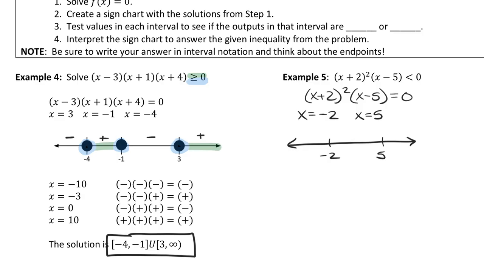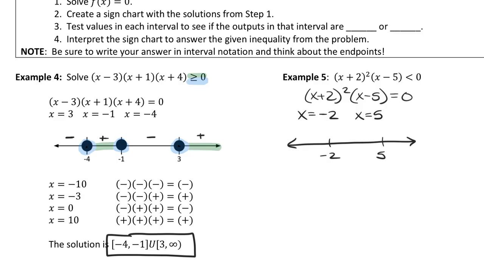Somebody give me a number that's less than -2 that's easy to plug in. Give me an easier number to plug in. Even easier. How about -10? Multiples of 5 or 10 are easy to plug in, okay? So we could have gone with -5. You can pick any number you want. I like to pick -10.